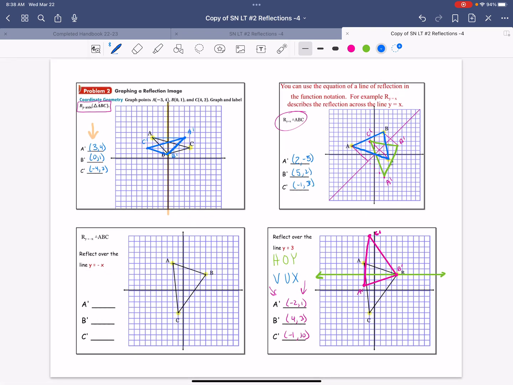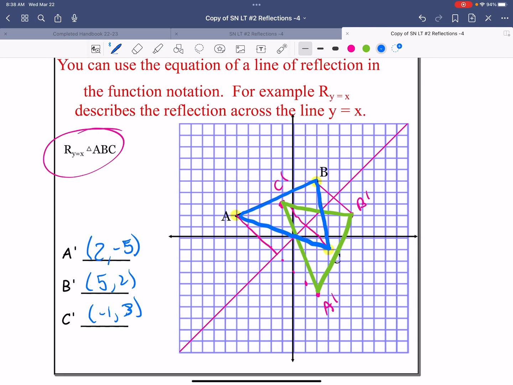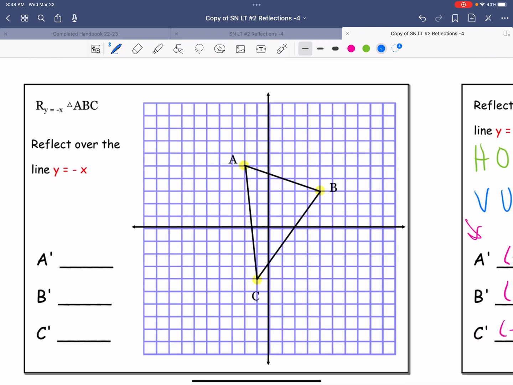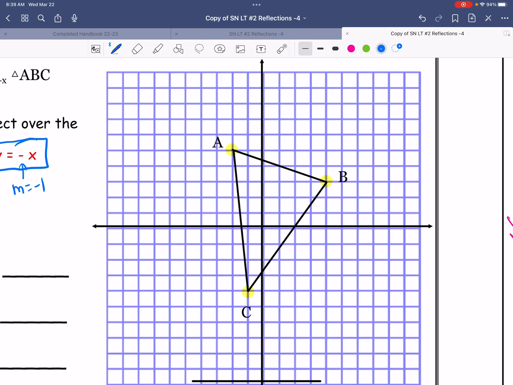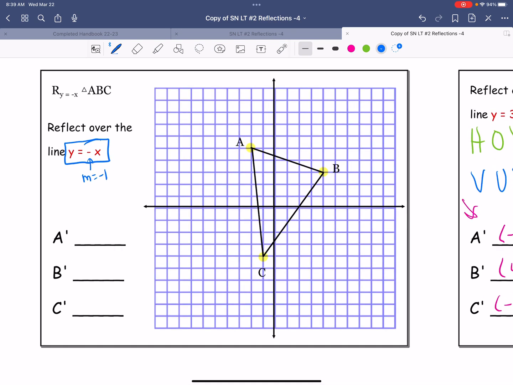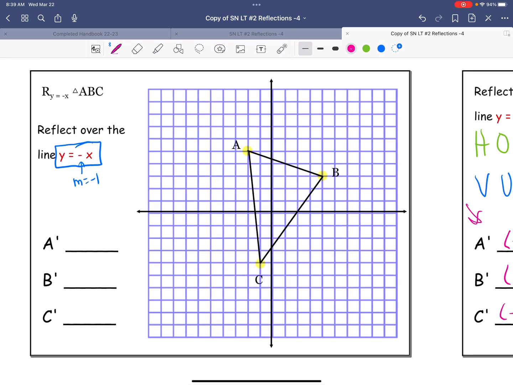Okay. Some people will just write the coordinates for A, B, and C, and then use the pattern, which is xy maps to yx, to get the coordinates, then graph it. That is an option. We've got one last one. This one's a little different. Y equals -x. So this one has a slope of -1. So the slope is -1 and the y-intercept is still 0.